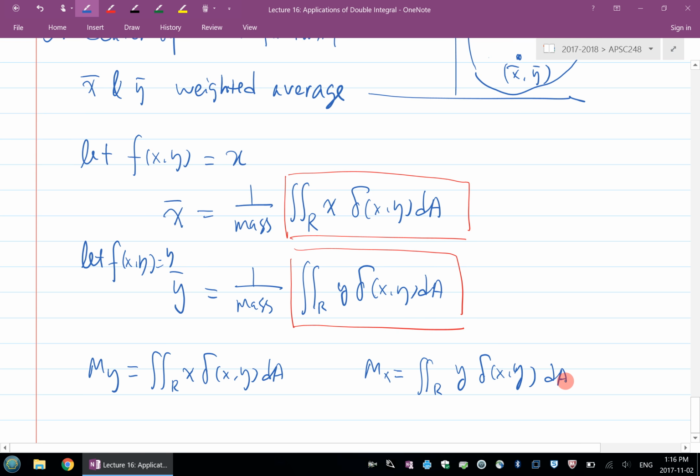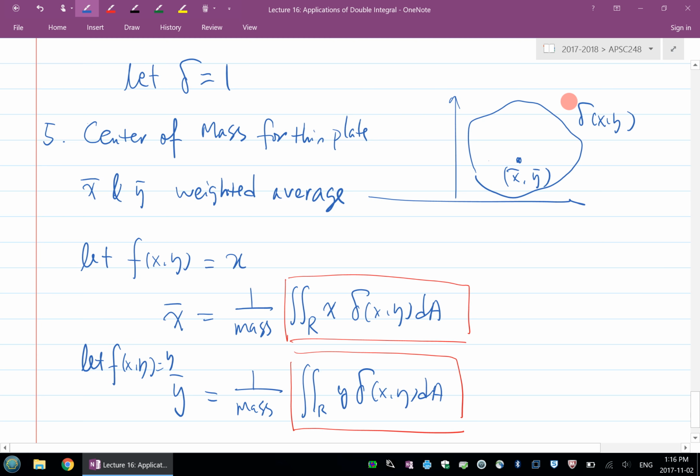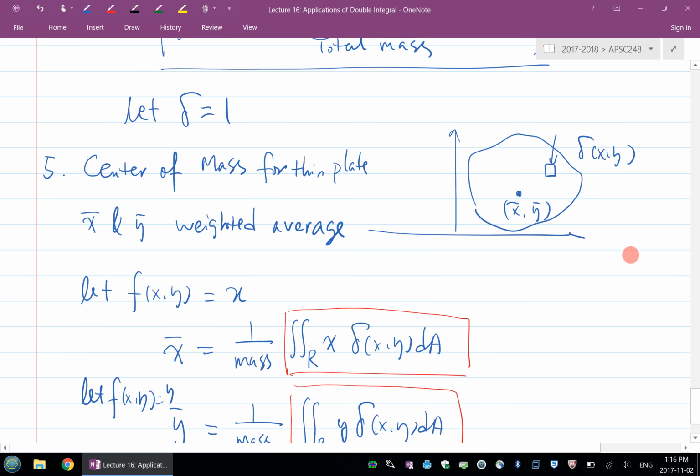They are also a physical quantity, actually. Let me illustrate a little bit here. Let's say I take a small patch at that location. What is the mass for this small patch? Let's say for this little location it is delta mk. So that's a small mass at that location, delta xk yk times delta a.